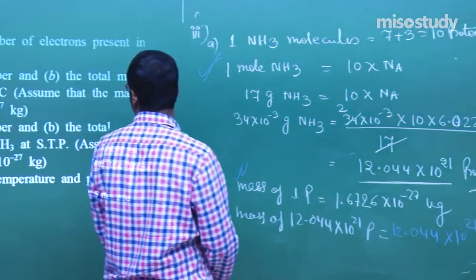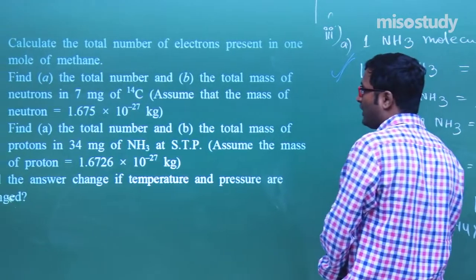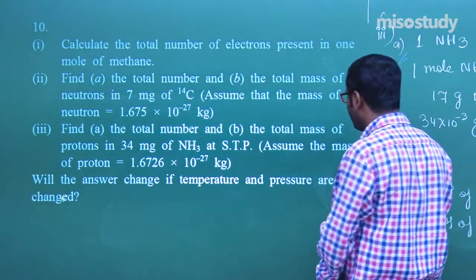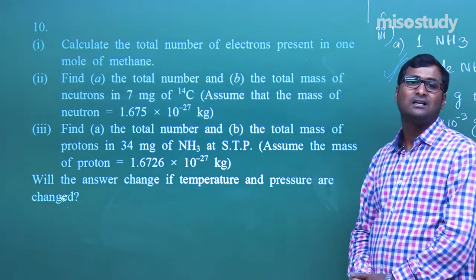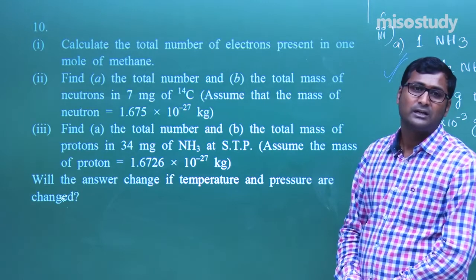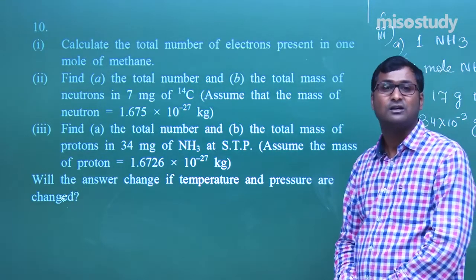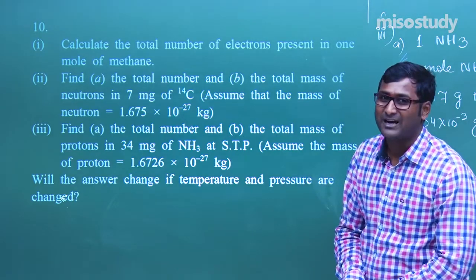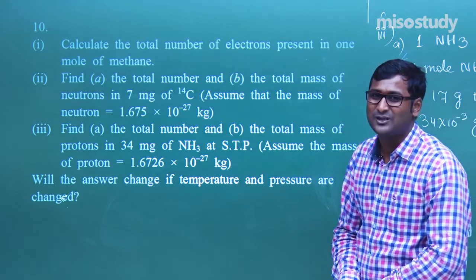Here we have to find the total mass of protons, assuming the mass of a proton. Will the answer change if the temperature and pressure change? Definitely not, because this is mass. Mass does not depend upon temperature and pressure. Law of conservation of mass: mass can neither be created nor be destroyed. Am I right? Yes, sir, you are absolutely right.